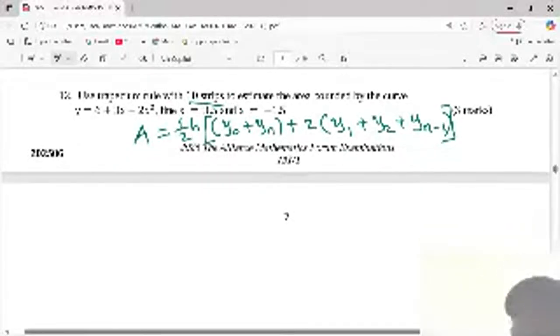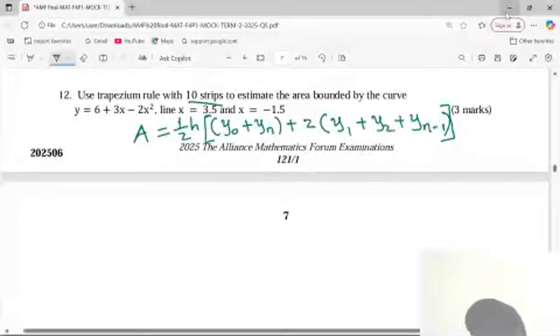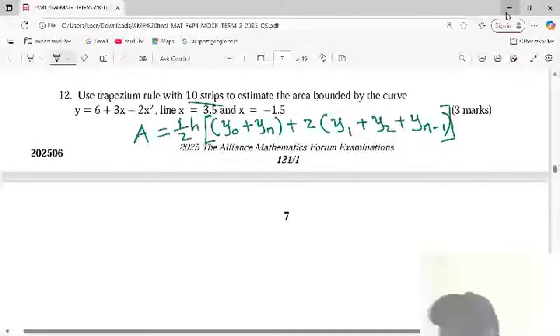So we are supposed to examine this interval. Then we compare it with the strips that we are given to use. From negative 1.5 all the way to 3.5, we have 5 intervals. So if we use 1 unit from one height to the other, we are only going to have 5. So for us to ensure that we have 10 strips, we have to use intervals of 0.5 instead of 1 unit. We use 0.5.